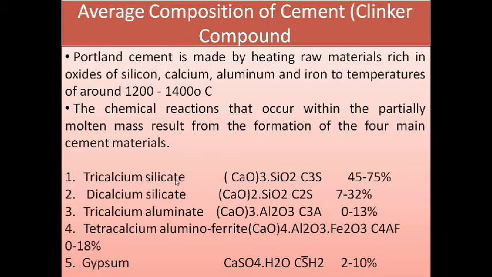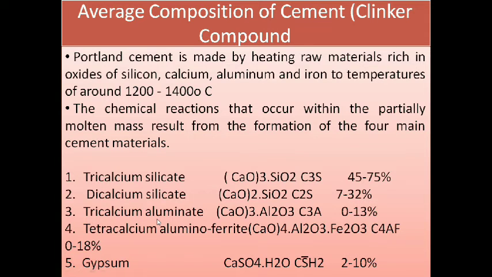Tricalcium silicate, that is 3CaO.SiO2, which is called C3S, and its percentage is 45 to 75%. Then dicalcium silicate, that is 2CaO.SiO2, denoted as C2S, and its percentage in the cement is 7 to 32%.